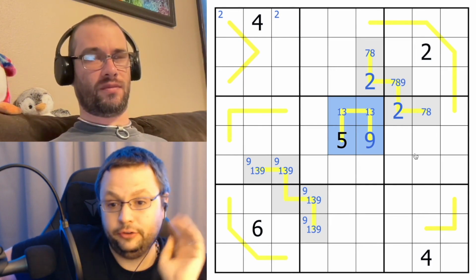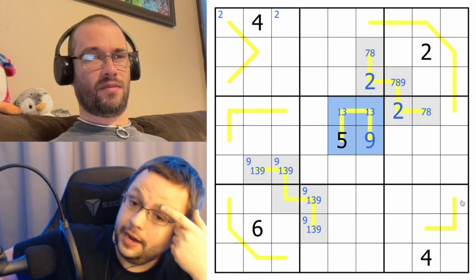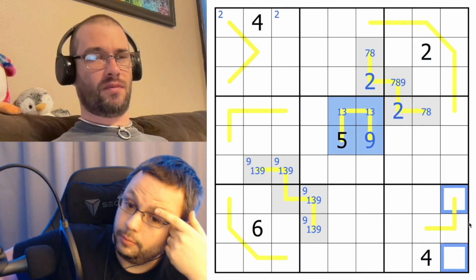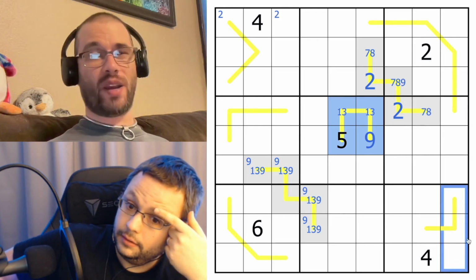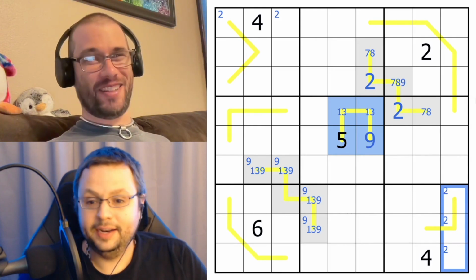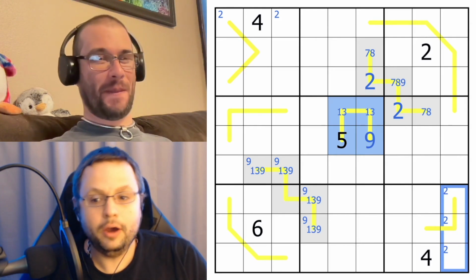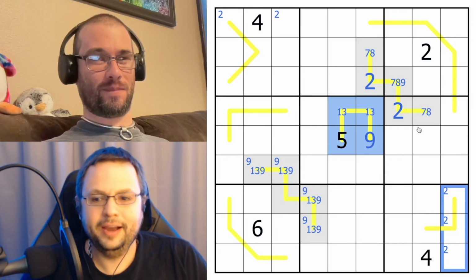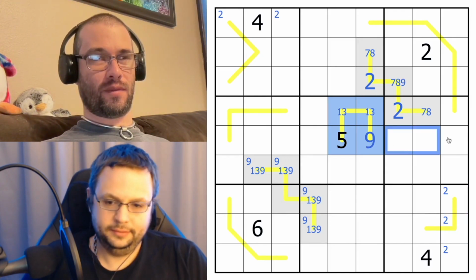We also have a two over in column nine in box nine somewhere. I feel deeply embarrassed about this so far. It happens. Oh, nine is just placed in box six. How about we do that one? I want to do that one.